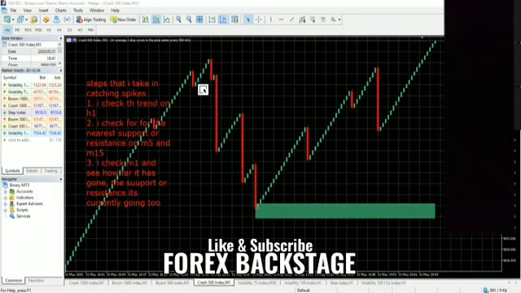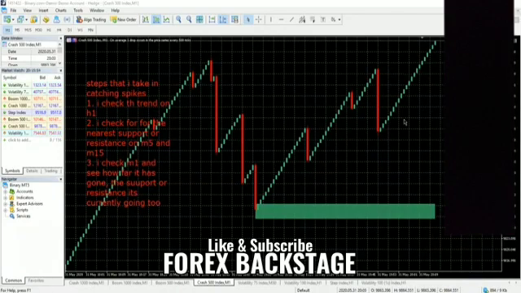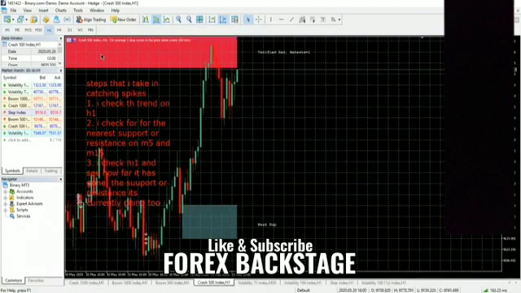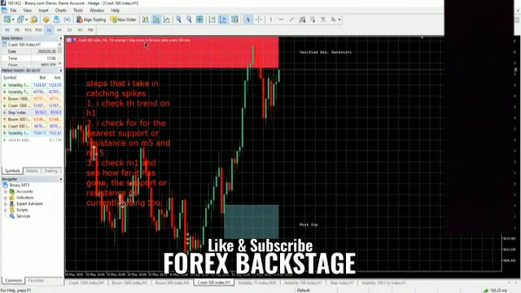So now I check the trend on each one. Okay, let's use Crash 500 for example now and see if we are going to get this very well. This is the Crash 500 index. So I'll switch to H1. This is H1. I'll see the trend it is on H1.